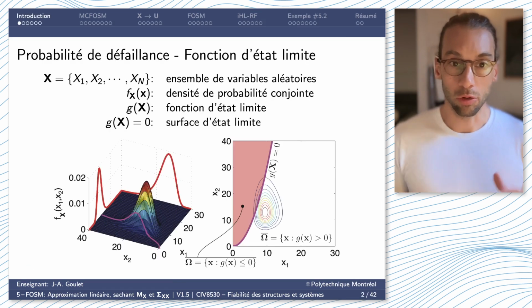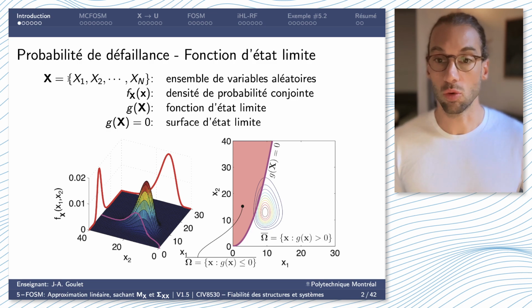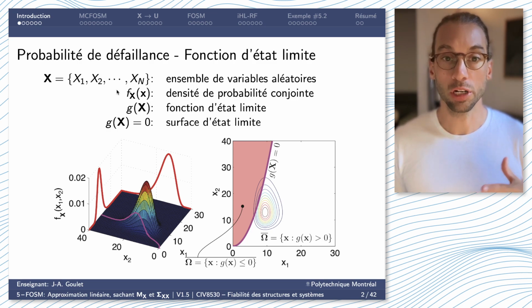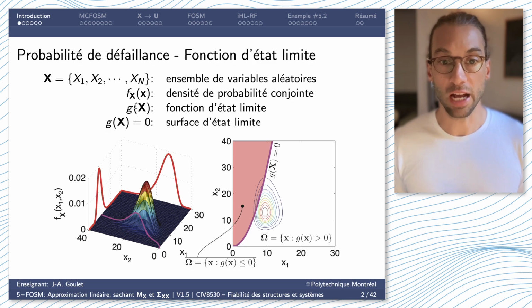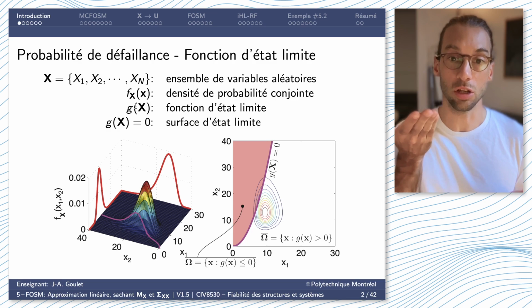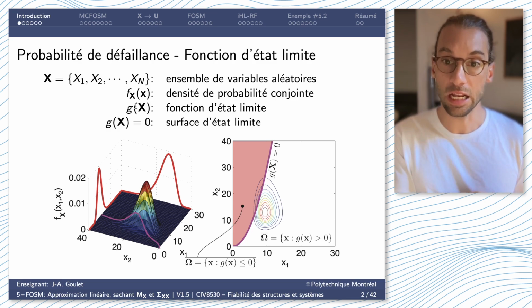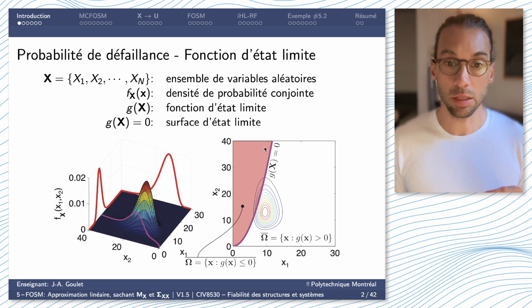So a little recap. X is going to be our vector of random variables, as I said, involved in resistance or solicitation. We're going to have access to the joint probability density function to model this random vector. G of X is going to be our limit state surface. It's going to be positive in the survival domain, negative in the failure domain, and the frontier where G of X equals 0 is going to be the boundary between the failure and the survival domain.